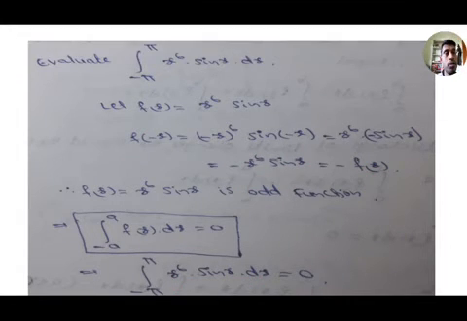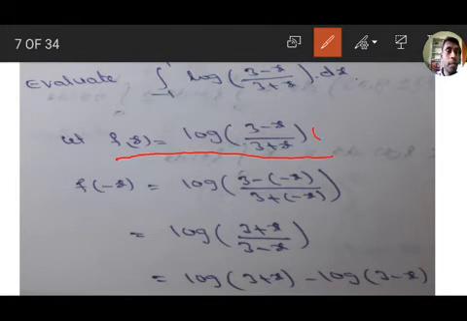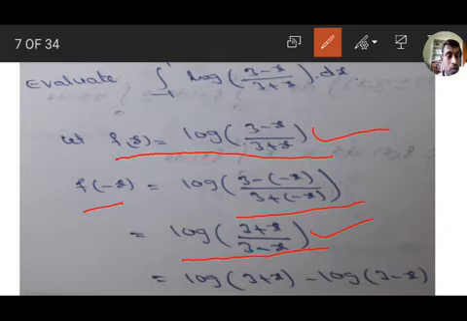Next value. Evaluate integration minus 1 to 1 log of (3 minus x) by (3 plus x) dx. So let us take f of x equal to log of (3 minus x) by (3 plus x). Here also it is minus a to a, so we have to check whether the function is an even function or an odd function. f of minus x equals log of (3 minus of minus x) by (3 plus minus x). 3 minus of minus x means 3 plus x, and in the denominator 3 minus x. So log of (3 plus x) by (3 minus x).